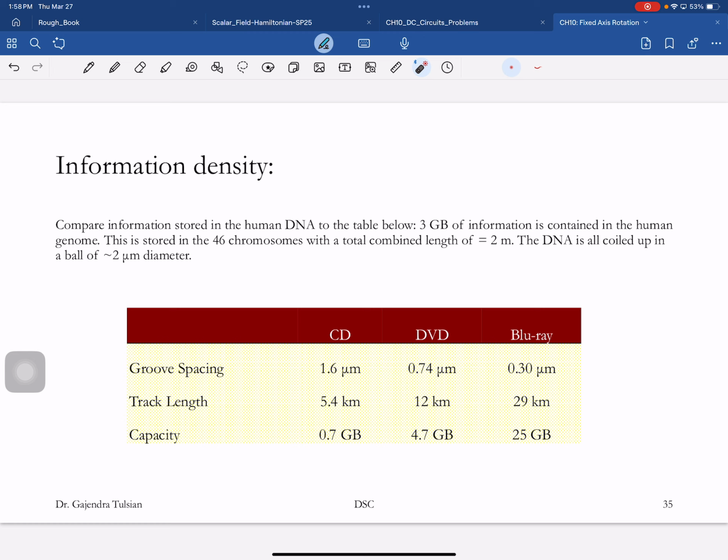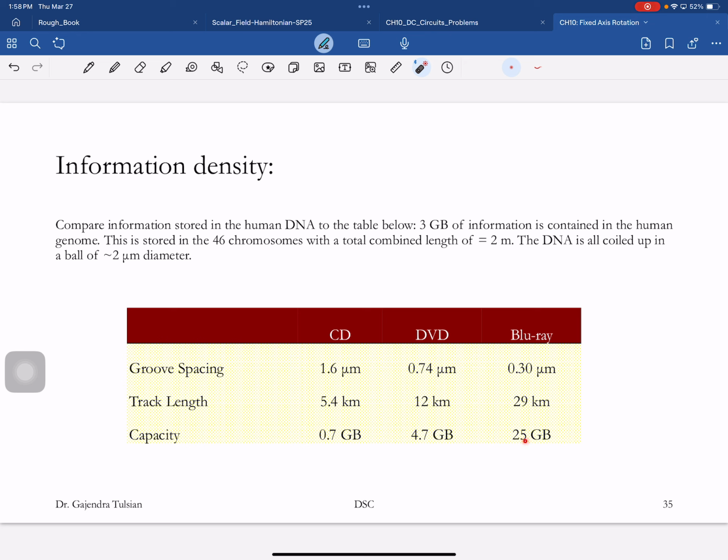The Blu-ray was again twice as short in wavelength. The wavelength was half, again roughly 5 times the information. So you got lasers with higher and higher frequency, smaller and smaller wavelengths, and you could pack more information. So this is roughly the best we have now, Blu-ray, or at least cheaply available.